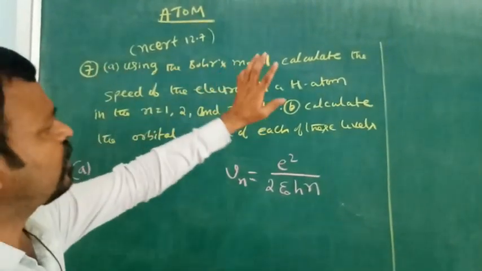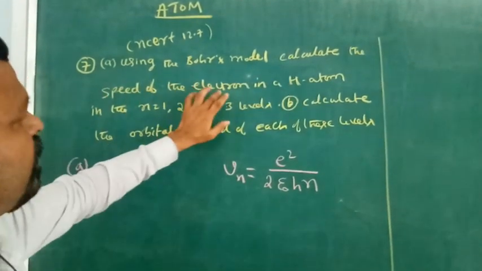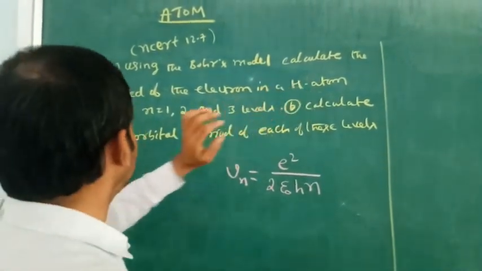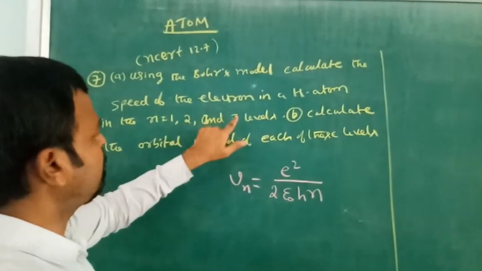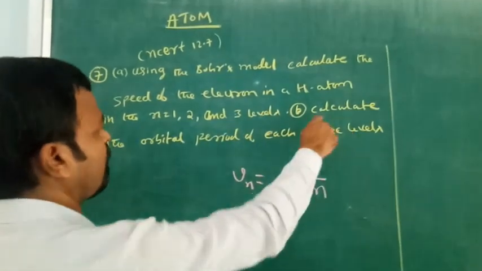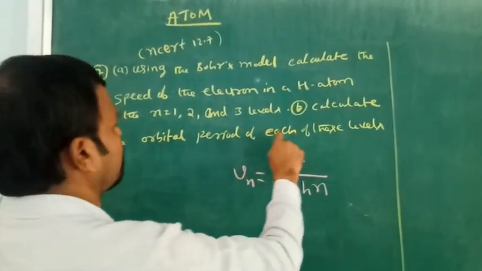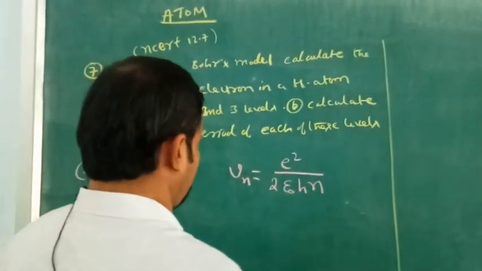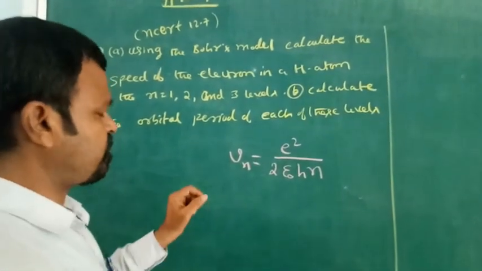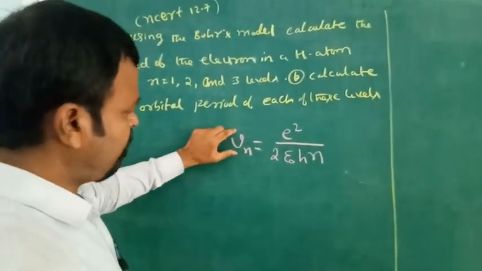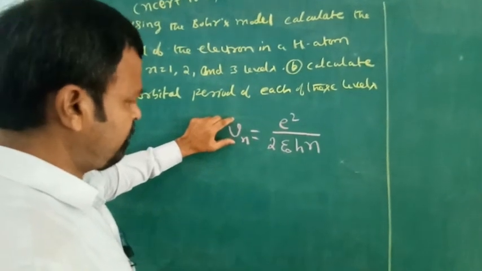Using Bohr's model, calculate the speed of the electron in a hydrogen atom in the first level, second level and third level, and also calculate the orbital period of each of these levels. For that, you should know the expression for the velocity of an electron in the nth orbit.